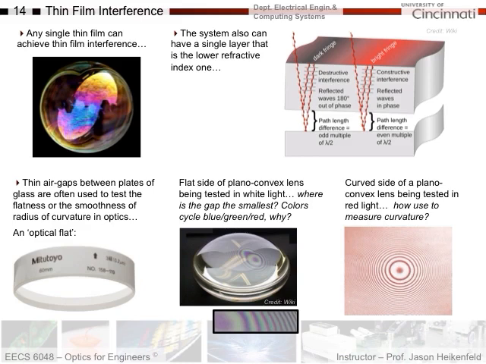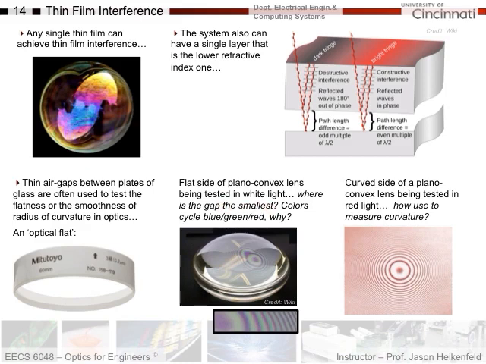This exact approach is used to test how flat glass and optics are. And so there's something you can buy called an optical flat, which you'll put against another piece of glass to test the smoothness or the radius of curvature. Here's an example here. This is the flat side of a plano-convex lens. So here's the convex side, there's the plano side, being put on an optical flat surface. And you can see all these fringes telling you that the air gap height is varying.